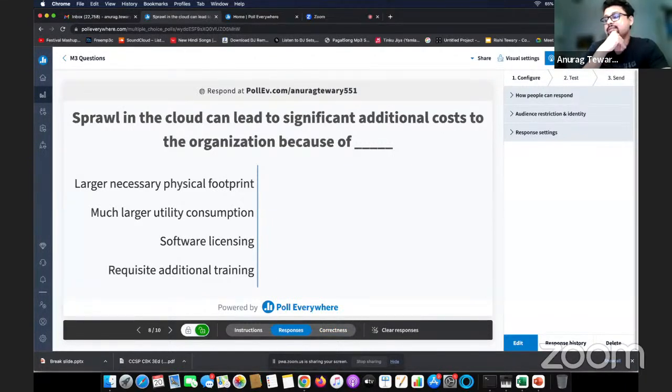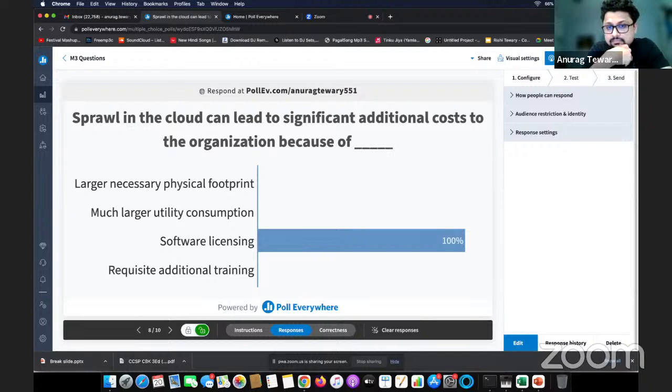Okay, so sprawling in the cloud can lead to significant additional cost to the organization because of what? Yeah, cool. So that's correct. I think the software licensing is the cost that you would incur if you don't have management control on your usage of cloud in your organization, because it's so easy to use cloud. As I said in the beginning, most of the cloud characteristics are also the reasons why cloud has those unique risks. So the self-service, on-demand characteristic of cloud is the reason why sprawling and shadow IT can occur, and that can also lead to financial risk because you end up paying software licensing for things that you don't really need.